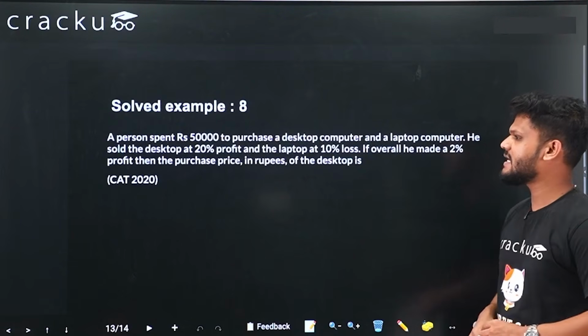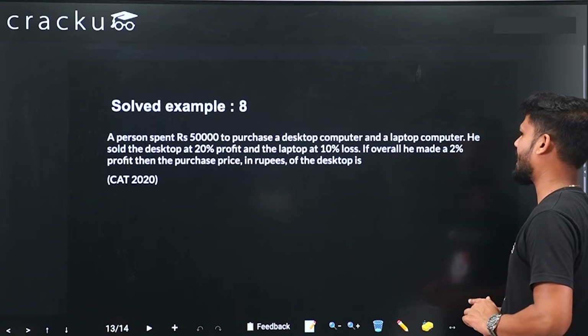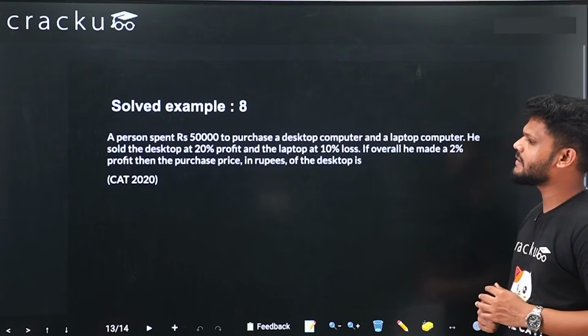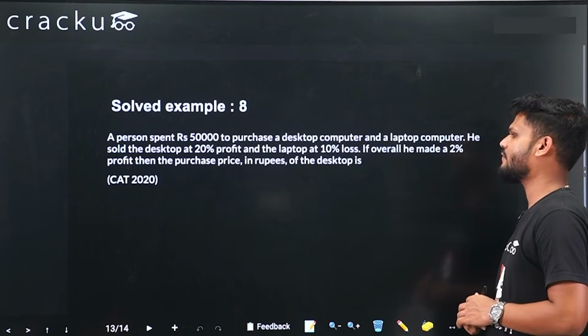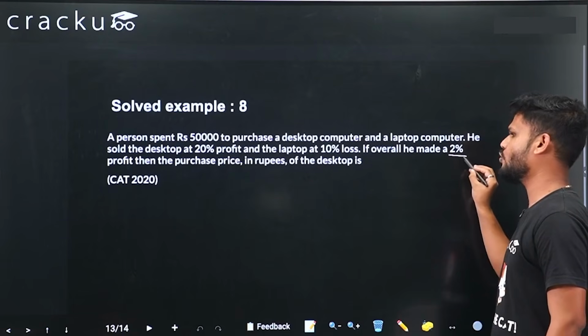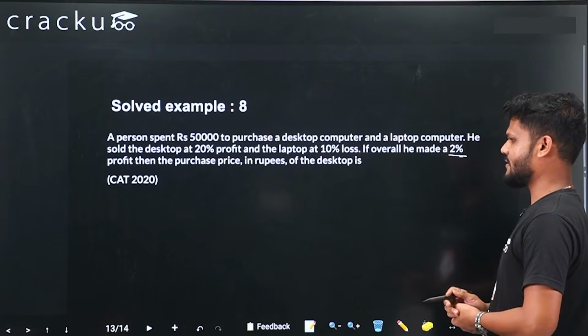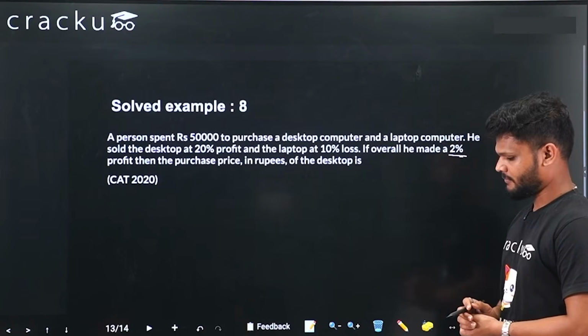In this question we are asked, a person spends 50,000 to purchase a desktop computer and a laptop computer. He sold the desktop at 20% profit and the laptop at 10% loss. If he made a 2% profit overall, then the purchase price in rupees of the desktop is what?